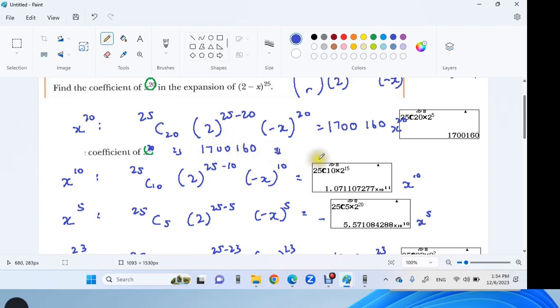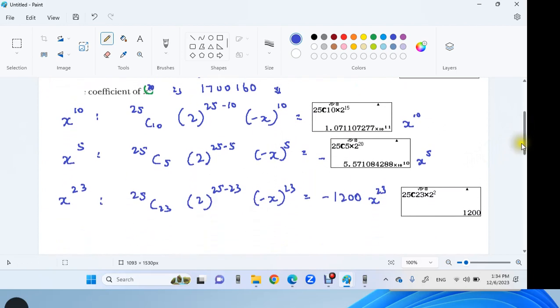Okay, so the coefficient of x power 20 is 1700160. Observe that this one is negative 1 to the power of 20. Power even number, it will become positive. Negative 1 to the power of 10, then it will become positive. Negative 1 to the power of 5, odd number, then it will become negative. Negative 1 to the power of 23, then it will become an odd number as well.